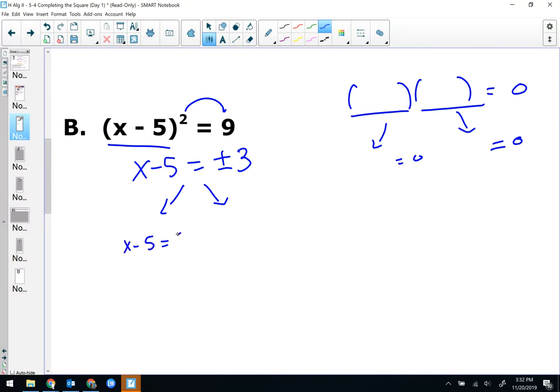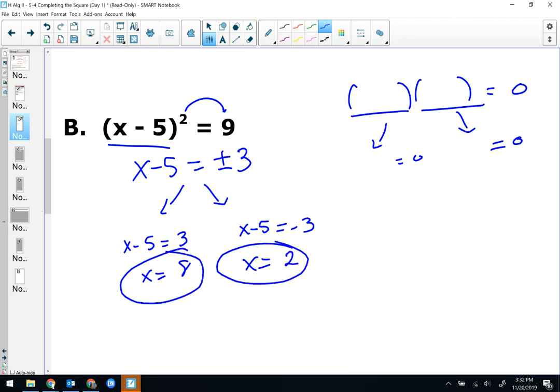X minus 5 is equal to positive 3. X minus 5 is equal to negative 3. Add the 5. Add the 5. Those are my two solutions. Don't believe me? Plug it back in if you want to. Trust me. Okay. So we're noticing here that if we have a quantity squared, we can do this whole square root property thing.